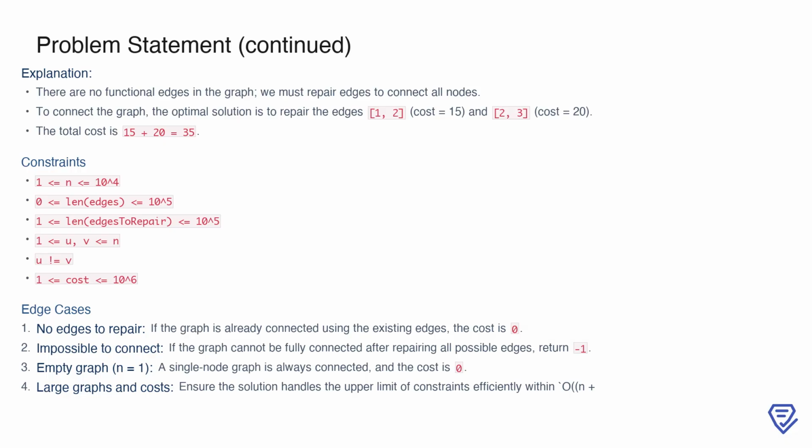To achieve this, we repair the edges 1-2, with a cost of 15 and 2-3, with a cost of 20. These 2 repairs are sufficient to connect all nodes, resulting in a total cost of 15 plus 20 equals 35. This is the minimum cost required in this case.